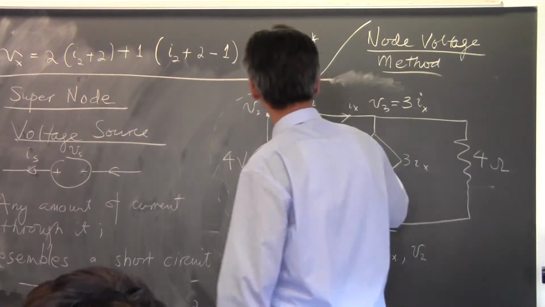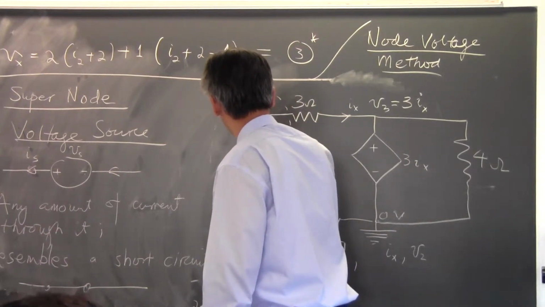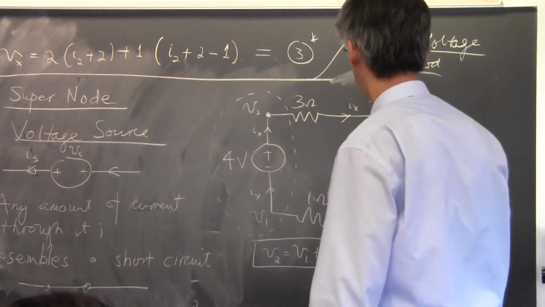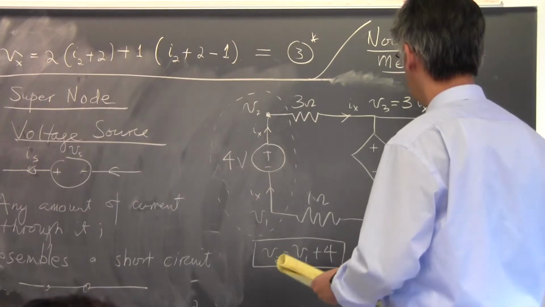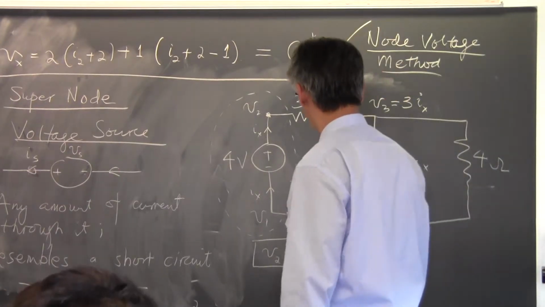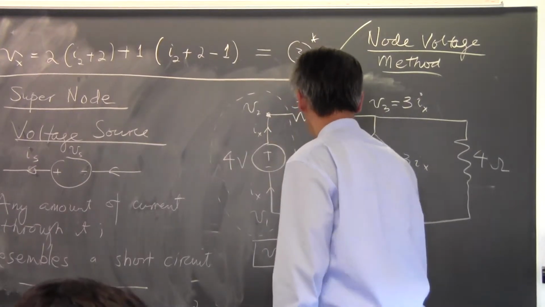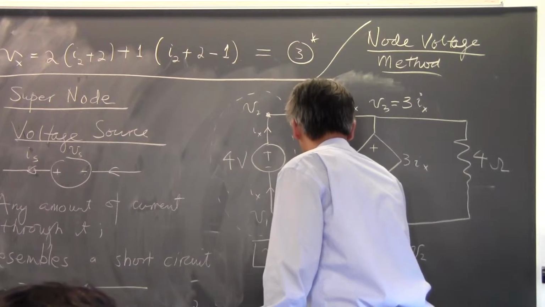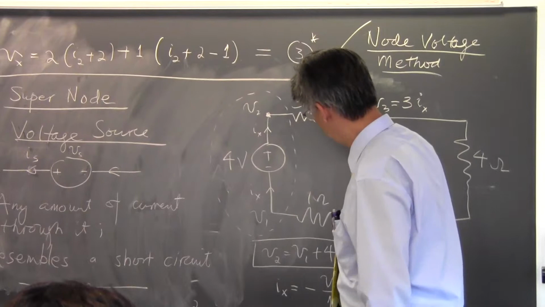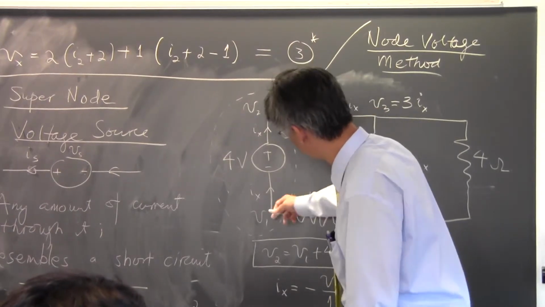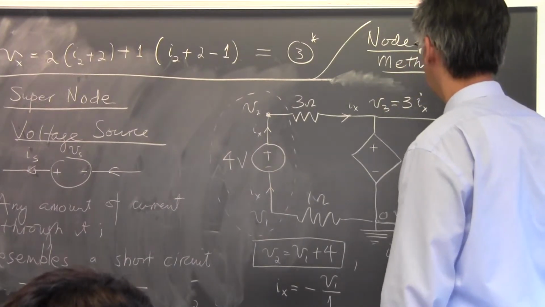So the current that flows in here is Ix, the current that flows in there must be Ix, the current that flows in there must also be Ix. So it says that Ix is equal to minus V1 over 1 ohm, which is this voltage drop in this direction, 0 minus V1, over 1 ohm.